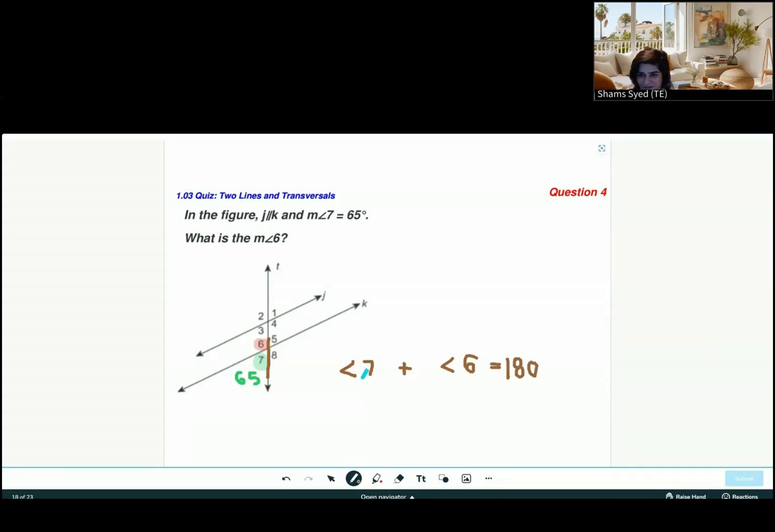And if angle 7 is 65 degrees, and you want to find angle 6, right? You should do 180 minus 65. And that should give you the answer. And you guys are already telling me it's 115. Because they should add up to 180, in order to find angle 6 you subtract. If you subtract, you should get the measure of angle 6 to be 115. That's absolutely correct.